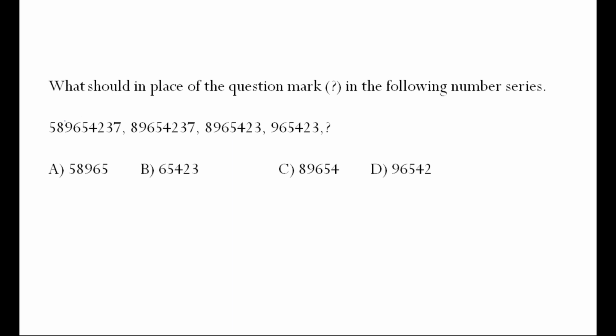Guys, see this. If you remove the first number, you get this, 89654237. If you remove the last number, you get this. Remove first, remove last. Then again, if you remove this first one, you get 965423. Then if I remove the last one, you'll get 96542. Removing first and last, your answer will be 96542. Excellent, friends. And as all of you mentioned, option D is correct.